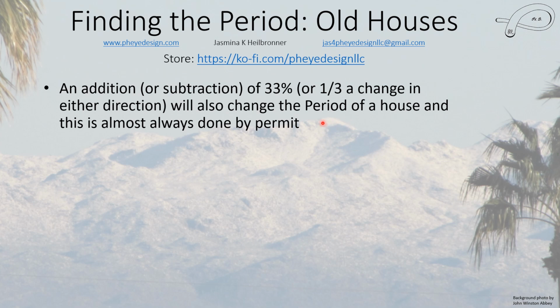Now, an addition or subtraction of 33%, that's one third, in either direction, either more or less, can change the period of the house. And this is almost always done by permit, or at least let's hope it's done by permit when this happens. Otherwise, it's illegal to do, and when you try to sell the house, it's a real hassle. But some people do it anyway.